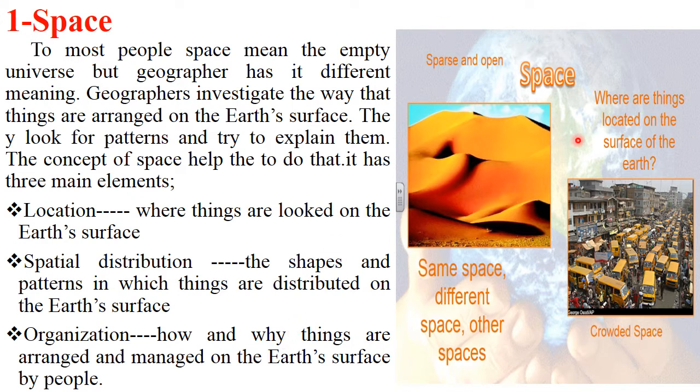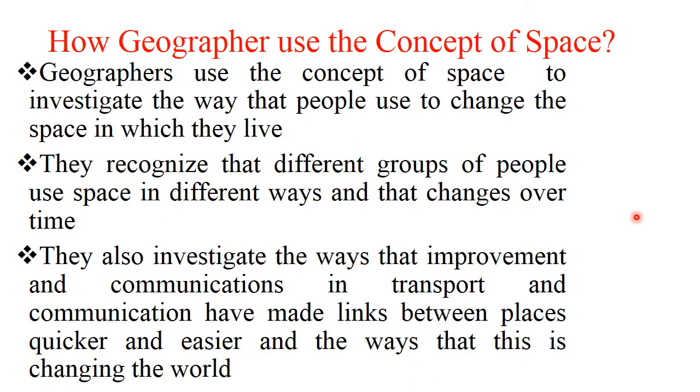In this picture, we can see and clear the concept of space. This picture is of a desert and there are some sand dunes, the same space, different space, other spaces. Space means, as we have already read, where the things are located on the surface of the earth. And this is a crowded space because there are many vehicles on the road.